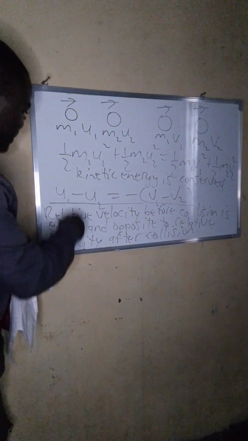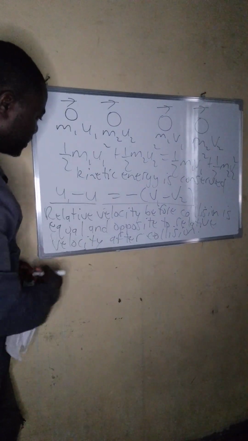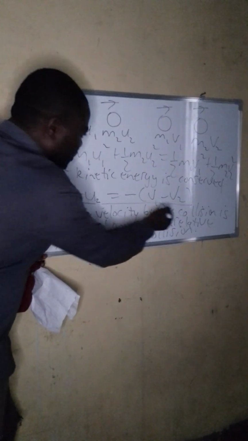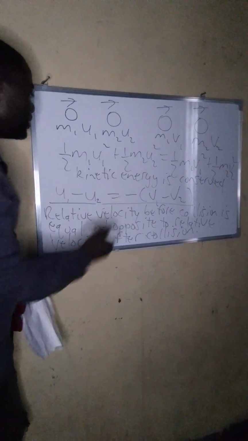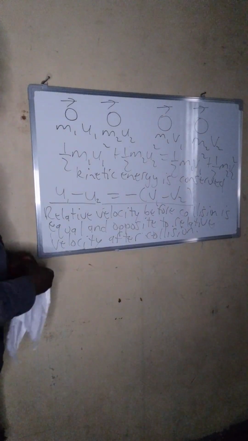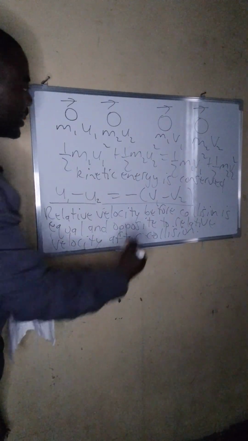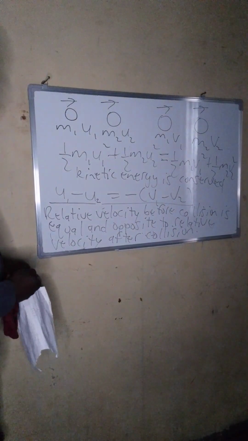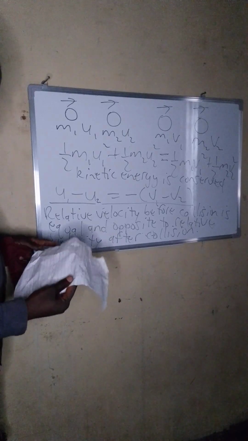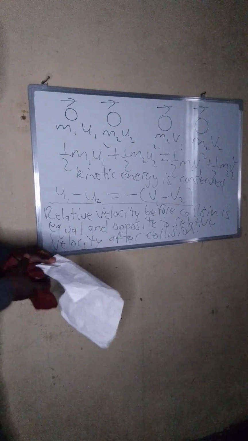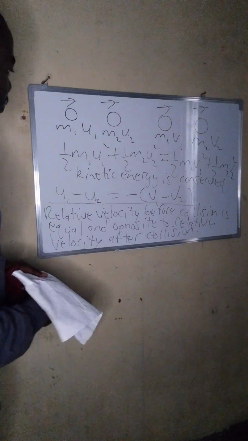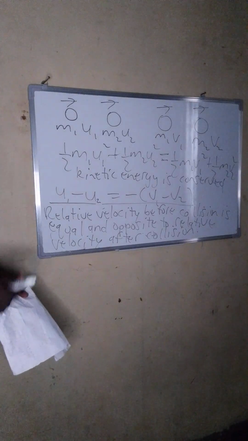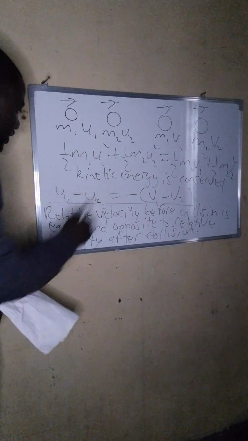This equation shows that the relative velocity before collision is equal and opposite to the relative velocity after collision. The first equation means that kinetic energy is conserved: total kinetic energy before collision is equal to total kinetic energy after collision. I want to prove this second condition of a perfectly elastic collision.